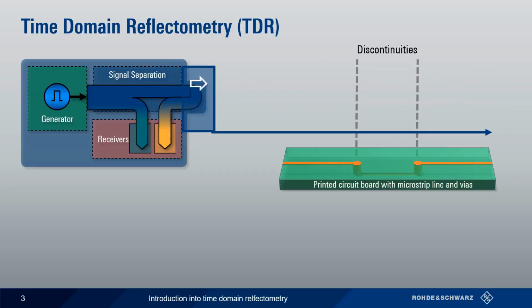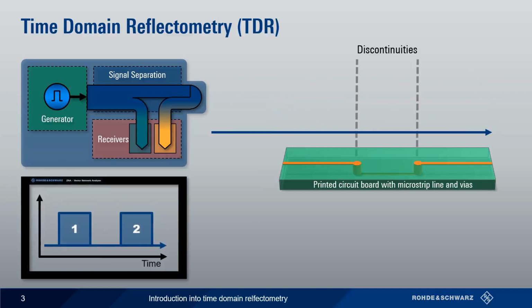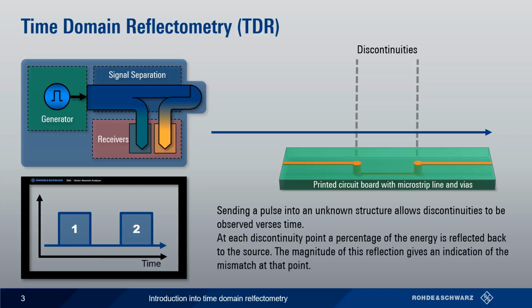So here's our pulse coming out, it hits the first reflection and the second reflection, and then the receiver measures those and processes the data. Then on the display, we see a signal of amplitude versus time of the reflections along the path of the DUT that we're measuring. So we can see that as we send the pulse into an unknown structure, we can then observe the discontinuities versus time. At each point, a percentage of the energy is reflected back to the source, so the magnitude of each reflection gives us an indication of the actual observed mismatch at this point.